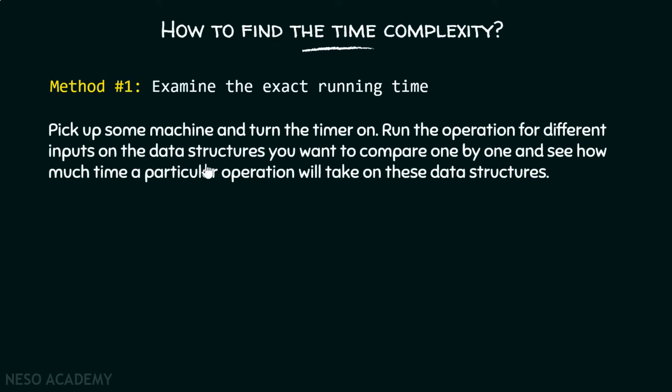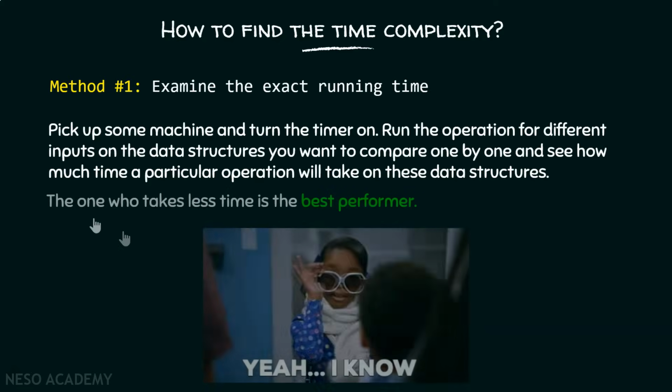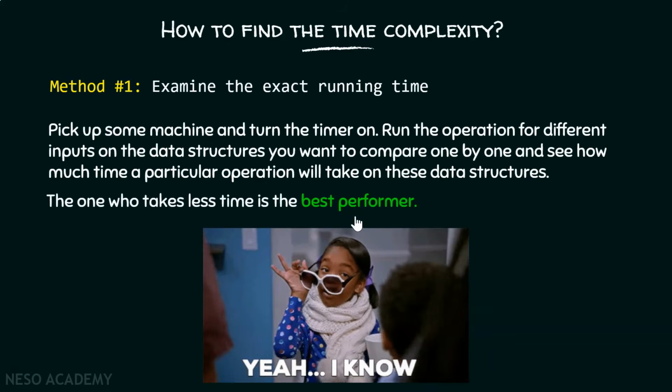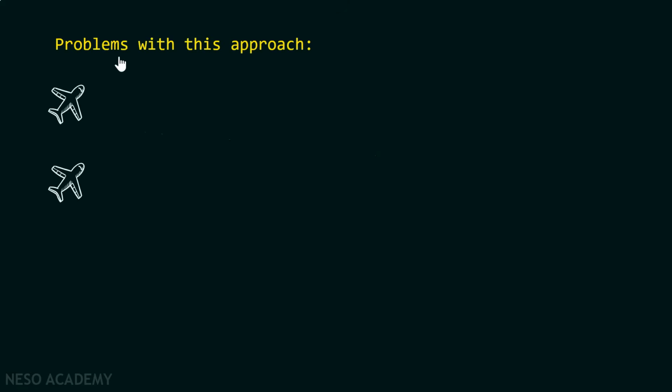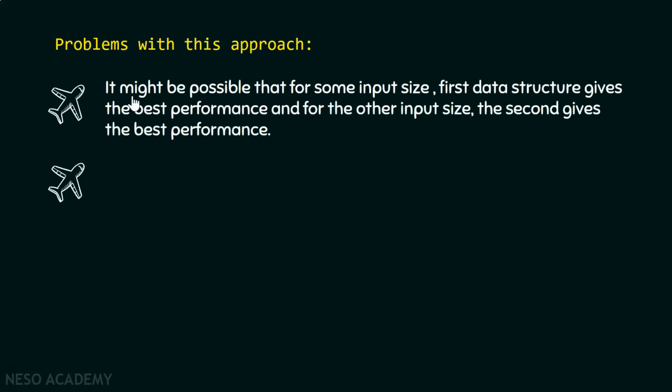In this way, you would be able to compare data structures, and obviously, the one who takes less time is the best performer. For better analysis, you can compare the data structures on different machines too. But you know that there are some problems with this approach. It might be possible that for some input size, the first data structure gives the best performance, and for the other input size, the second gives the best performance. There's no way to know that basically.